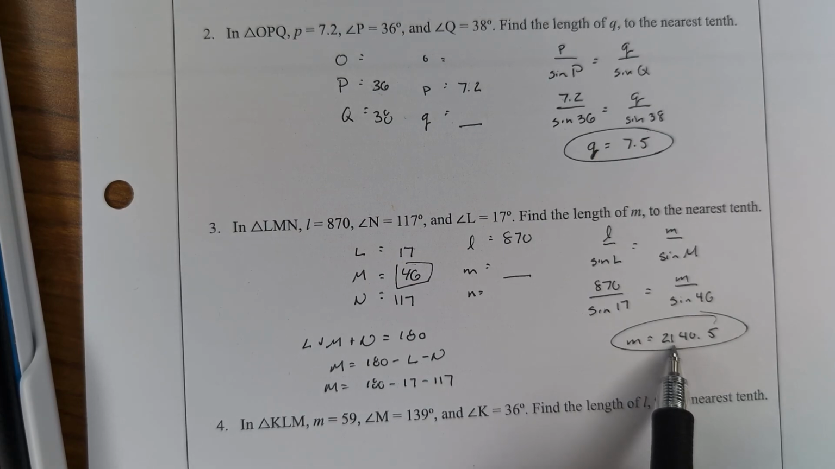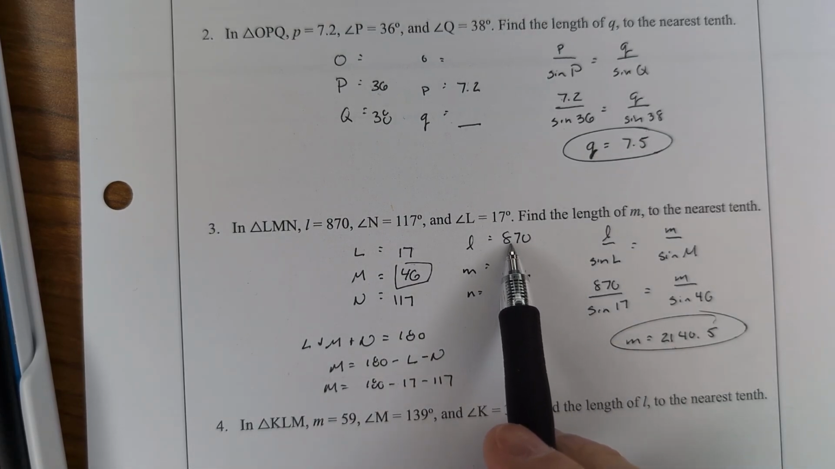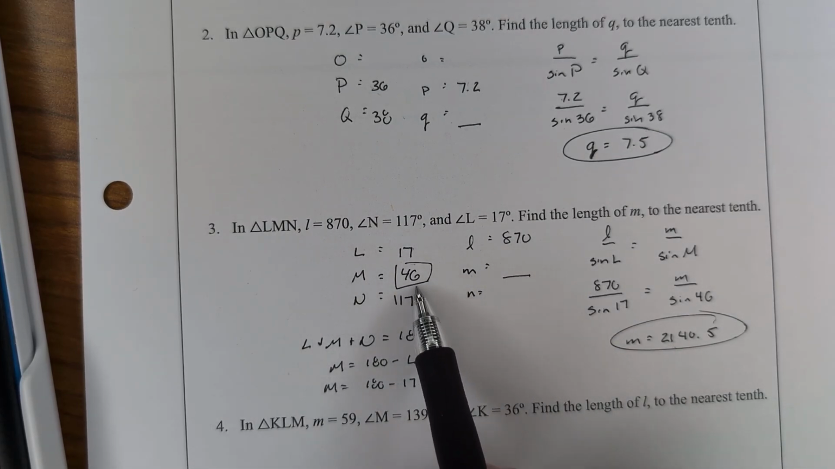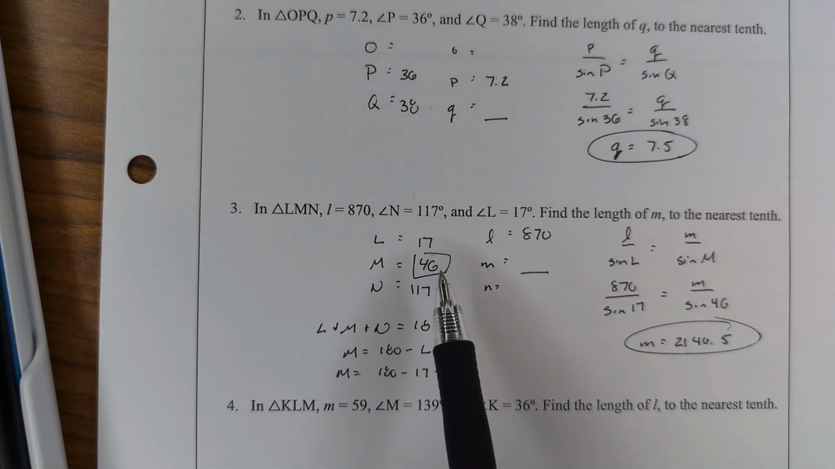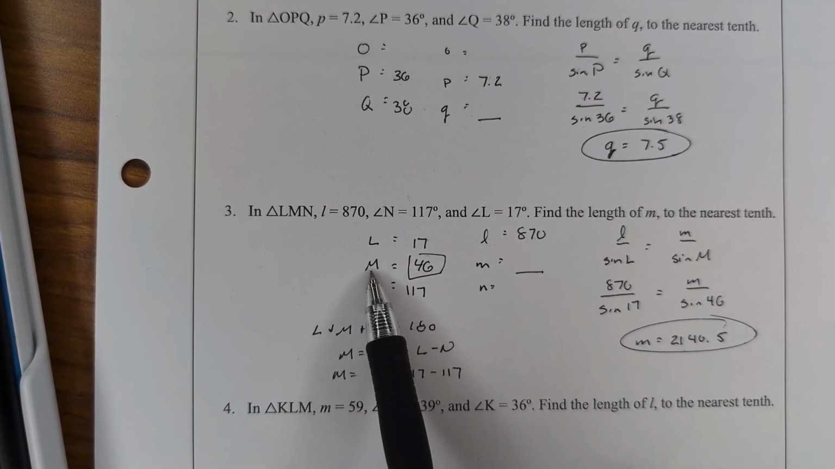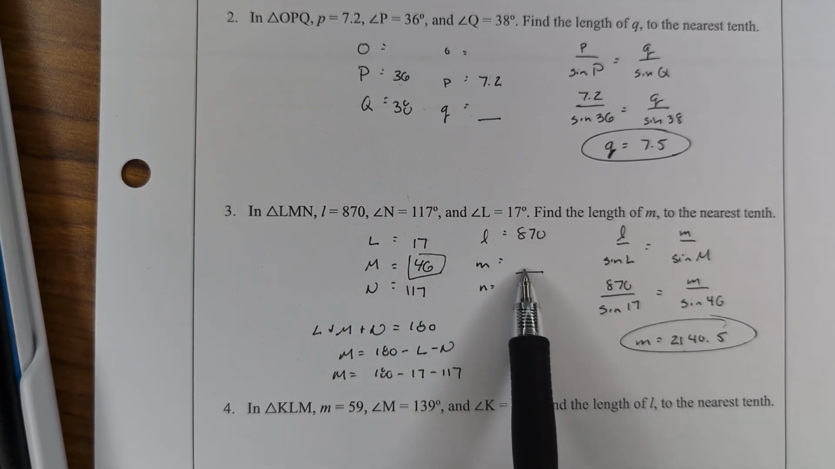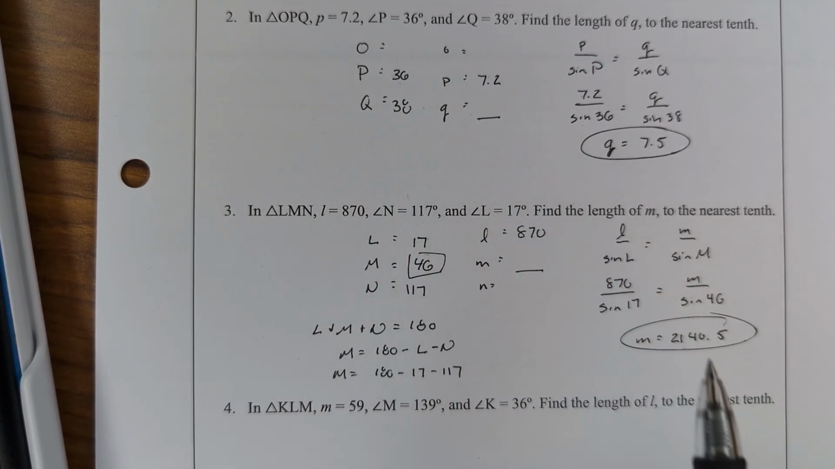It seemed awfully large, but little l is 870. M is bigger than it, so it's going to have to be bigger than 870. Now, they don't scale directly; M is about 3 times L, but that doesn't necessarily mean little m is about 3 times little l.